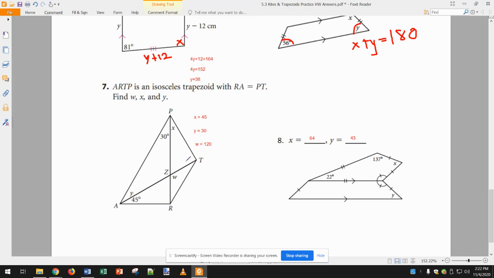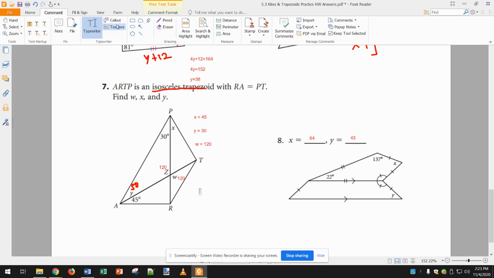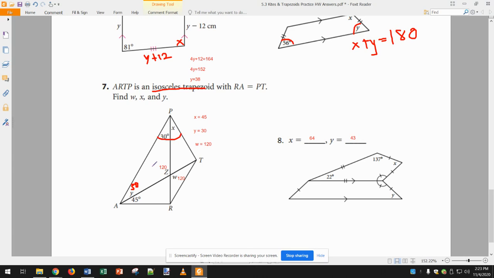Number 7, it says it's an isosceles trapezoid, so that means these angles are the same. That's the first thing we can get, 30 and 30. So then we can get z is 180 minus 60, which is 120, which means w is 120 because those are vertical angles. And then x should be 45 because this entire angle is congruent to this entire angle because it's an isosceles trapezoid.